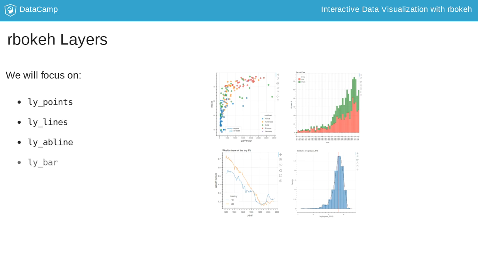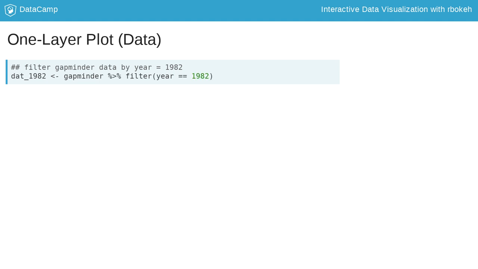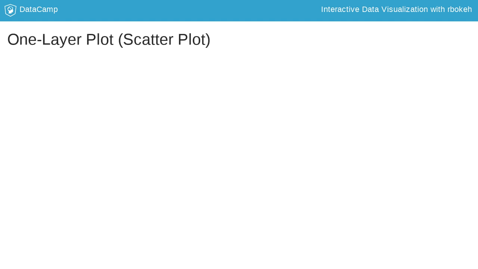lines, bar charts, histograms. Now, let's see an example using a subset of the gapminder data in 1982. By filtering the gapminder data by year equal 1982, you can see that the resulting data frame contains 142 entries, with one row per country. Now suppose you want to see the relation between life expectancy and GDP per capita in 1982. A scatter plot will be a good choice to see all the data points.